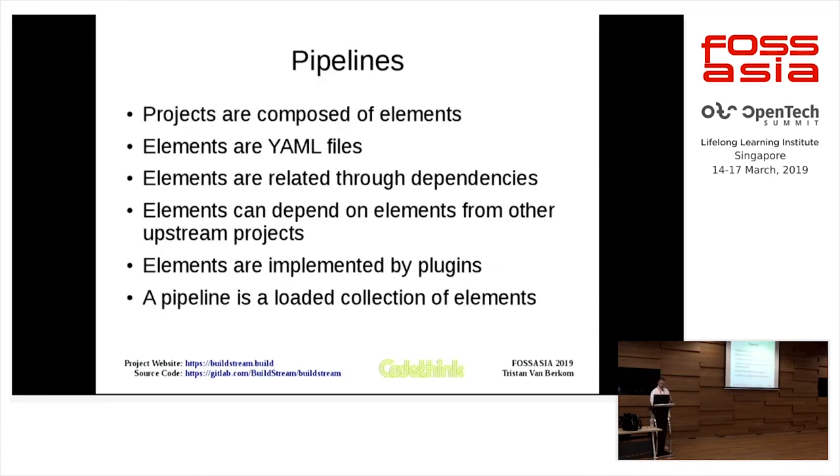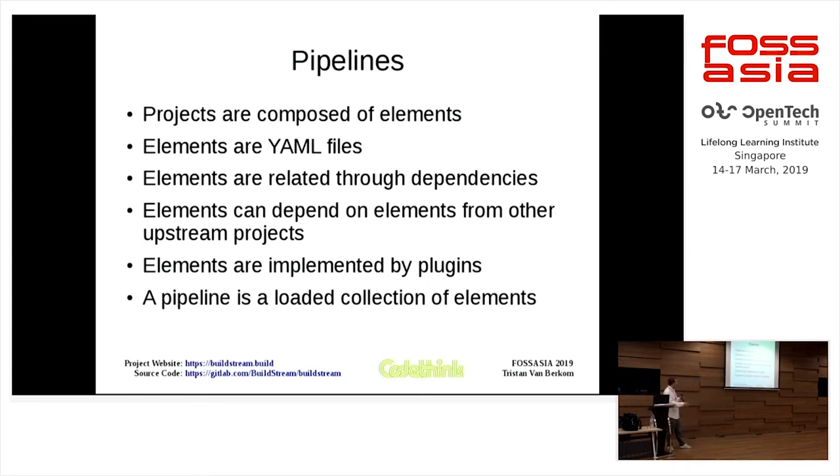I don't want to spend too much time talking because I don't have that much time. So basically, projects are composed of elements. Elements are all YAML files right now. Elements are related through dependencies, and elements can depend on elements in other projects. That allows for separation between projects and maintainerships of different builds. And elements can all be implemented by plugins. So it's a very flexible system which just provides something for pipelining of builds in a sandbox environment, right?